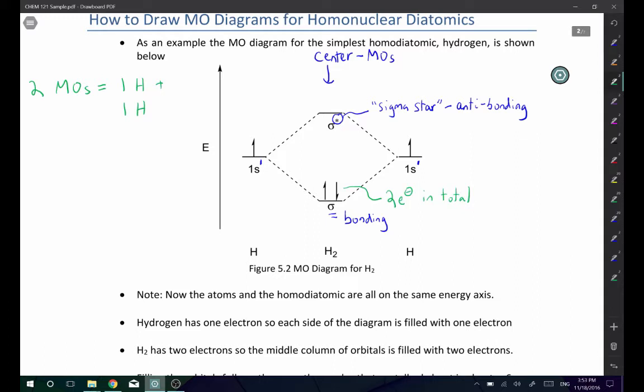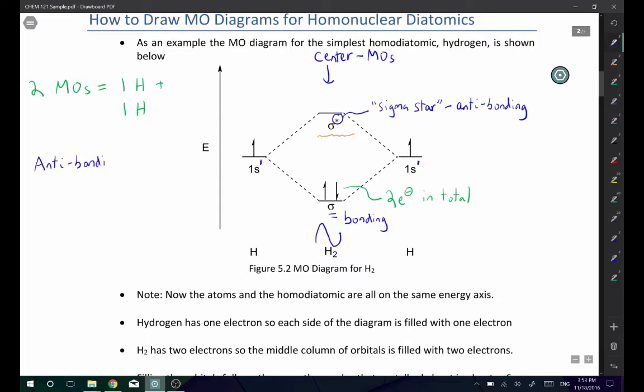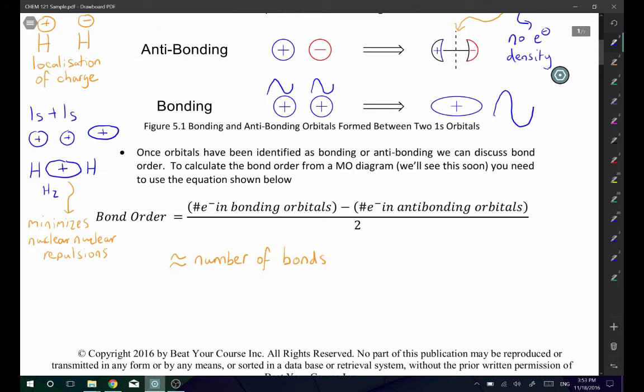Well, as I've shown before, the bonding orbital arises because you have constructive combination, and the anti-bonding orbital arises because you have a destructive combination. So an anti-bonding orbital, a very simple way to show it, so this is really getting into why anti-bonding orbitals even exist. I can show this on the previous example as well.